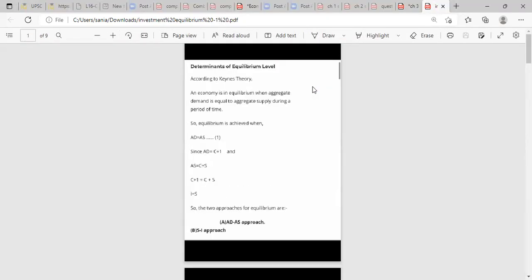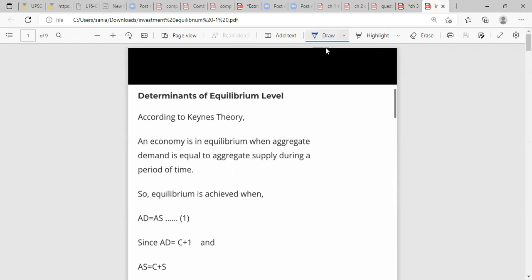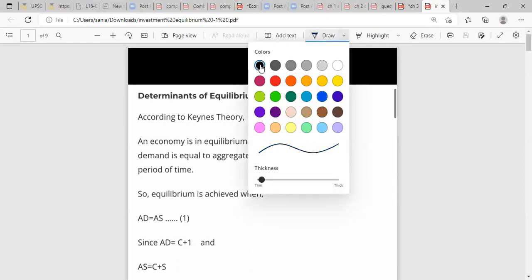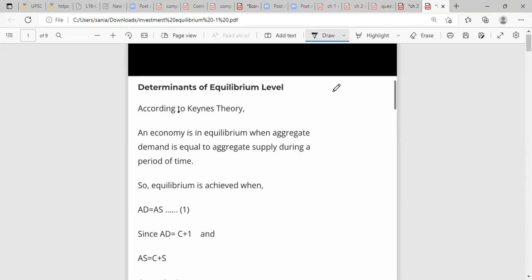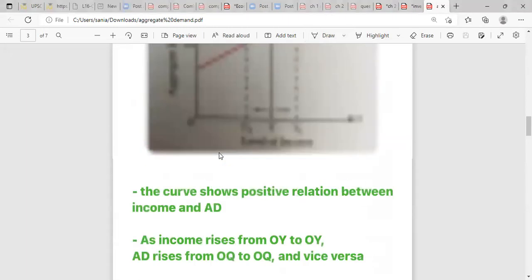You can see my screen, right? Yes, ma'am. Okay. First of all, you will write the chapter. Wait a minute. We did this earlier. Which chapter did we do? Aggregate demand, we did aggregate demand.